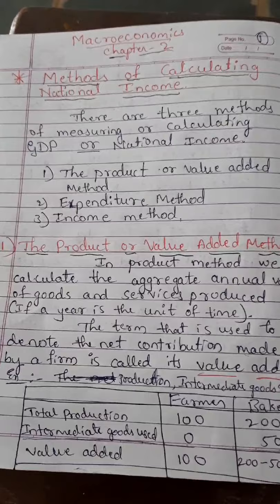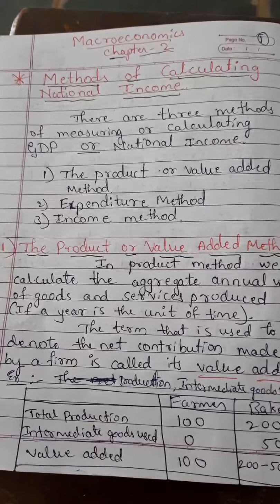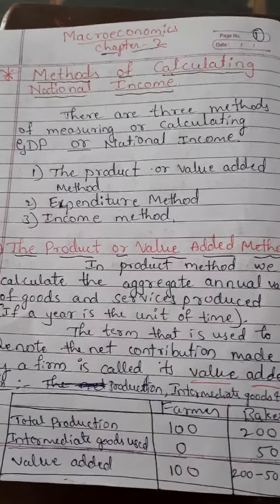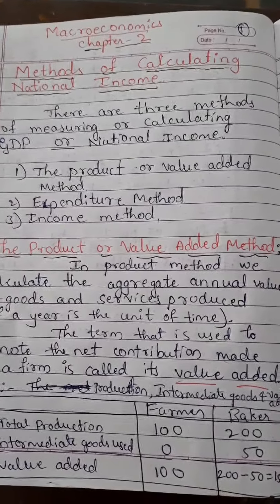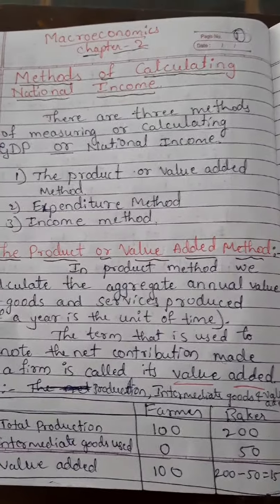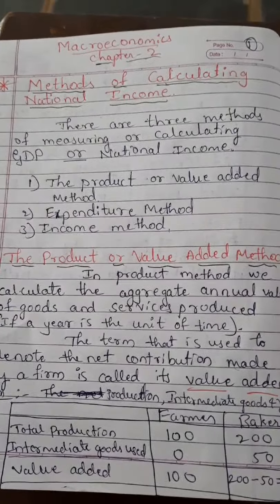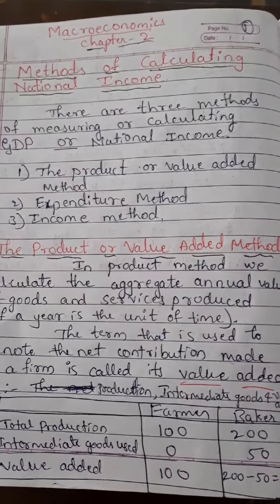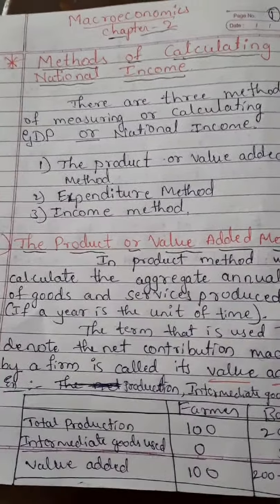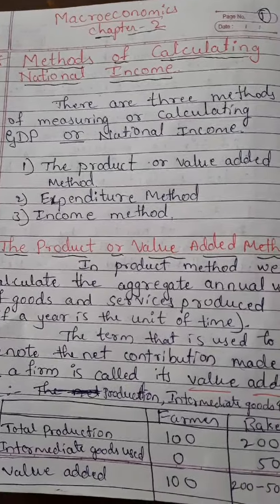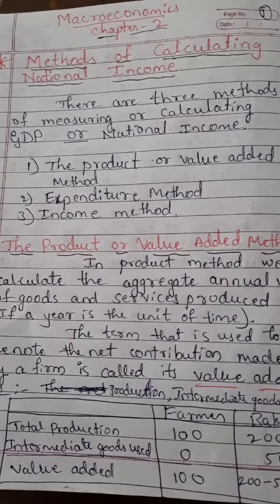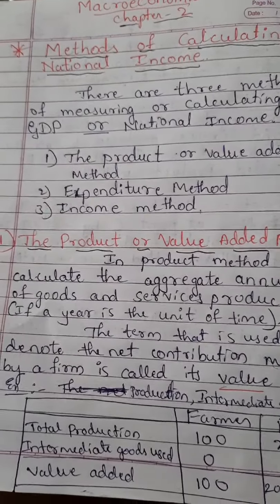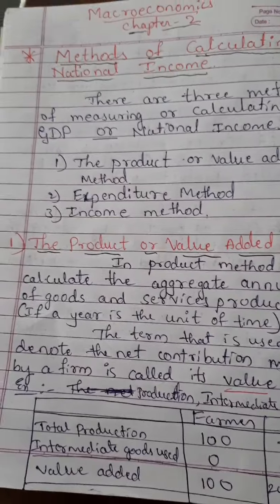Hello students, in the last video we discussed the circular flow of income, the meaning of the circular flow of income and its assumptions, and the two sector model, firms and household sector. The household sector provides the factors of production to the firms producing goods and services, which are sold to the household sector, and the firms also make payments for the factors of production to the household sector.